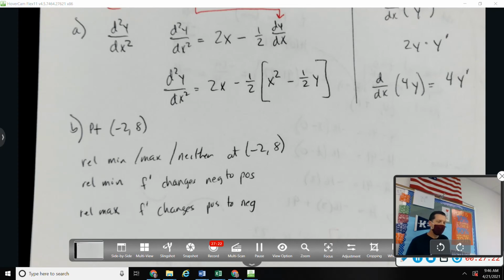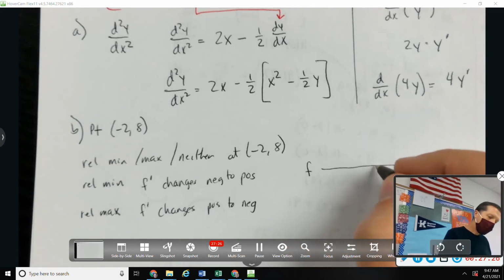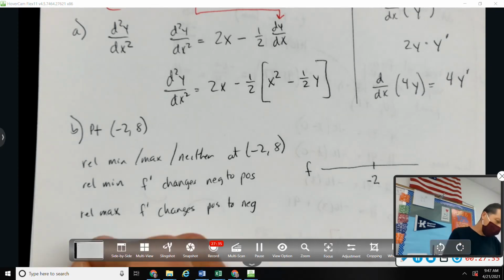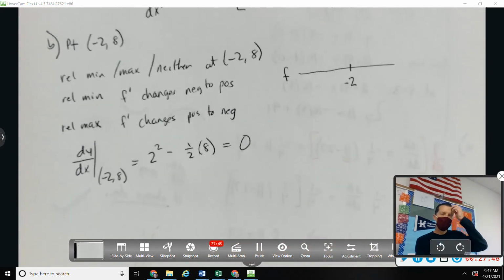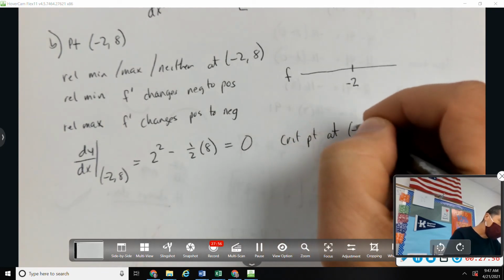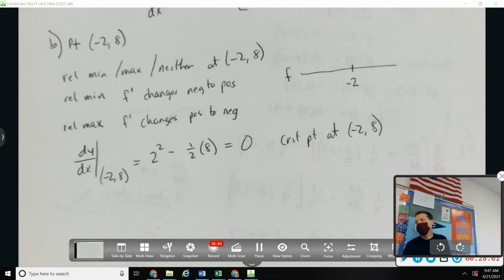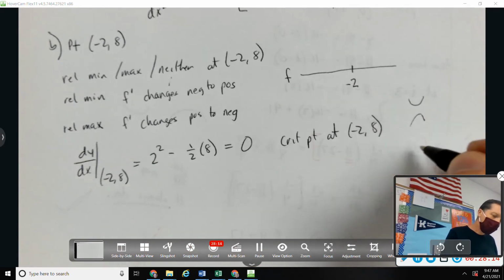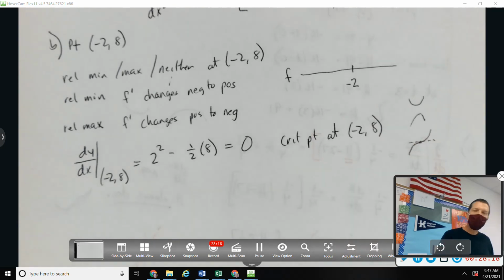So I'm thinking number line for f prime, and we want to know what's happening at (-2, 8). But there's a trick here. I guess we could find dy/dx at (-2, 8). Let's do that first. So the first derivative is 0. That means there's a critical point at (-2, 8), so something's going on there because the derivative is 0. It's probably not neither, although it could still be neither, because you could have a flat moment where it then keeps increasing or keeps decreasing. So I don't know yet.